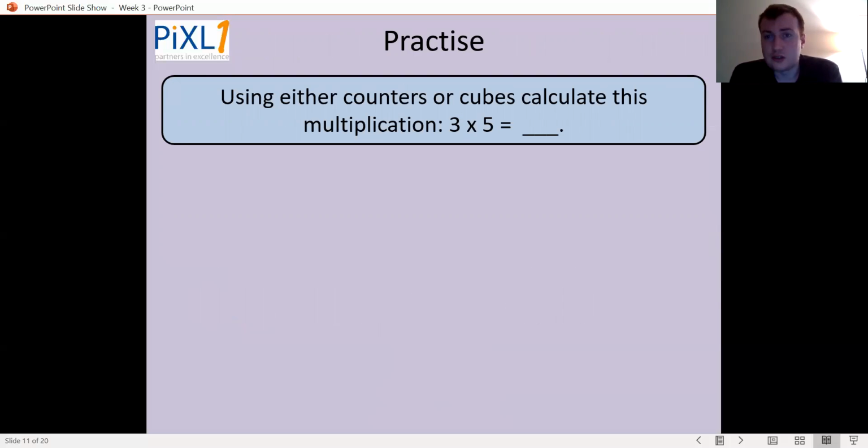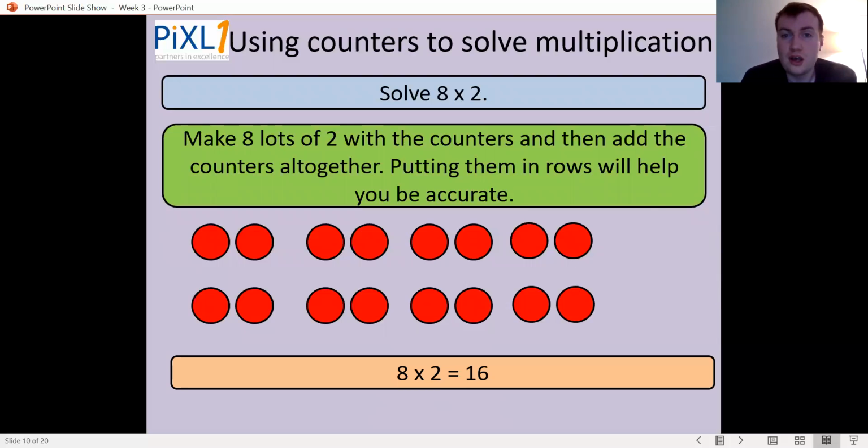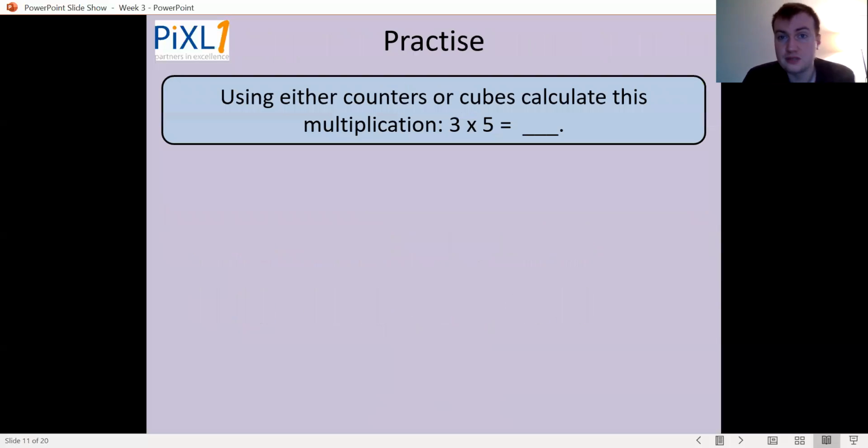Okay, so your first question you're going to try is 3 times 5. Think about what I did here. I made my groups using physical resources. Maybe you can find some stuff in your house, some marbles or some counters or some Lego or some bricks, and just make 3 times 5.